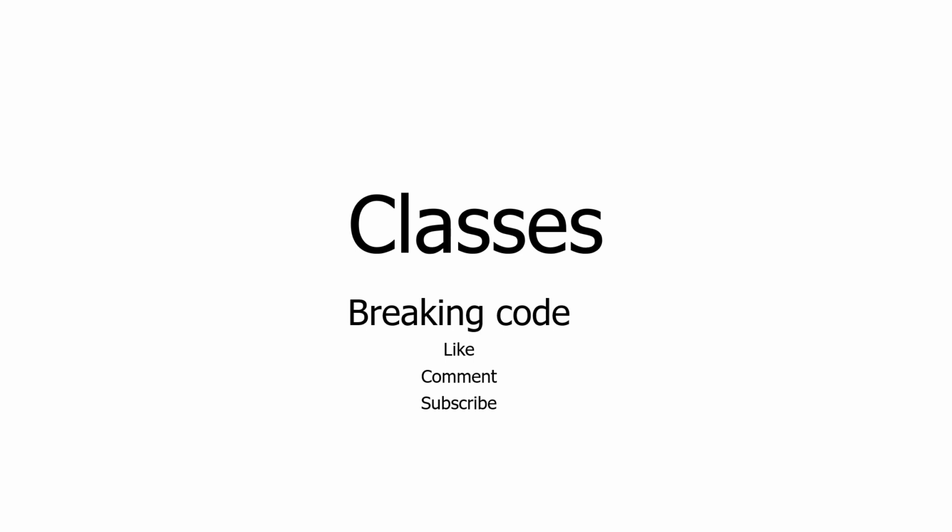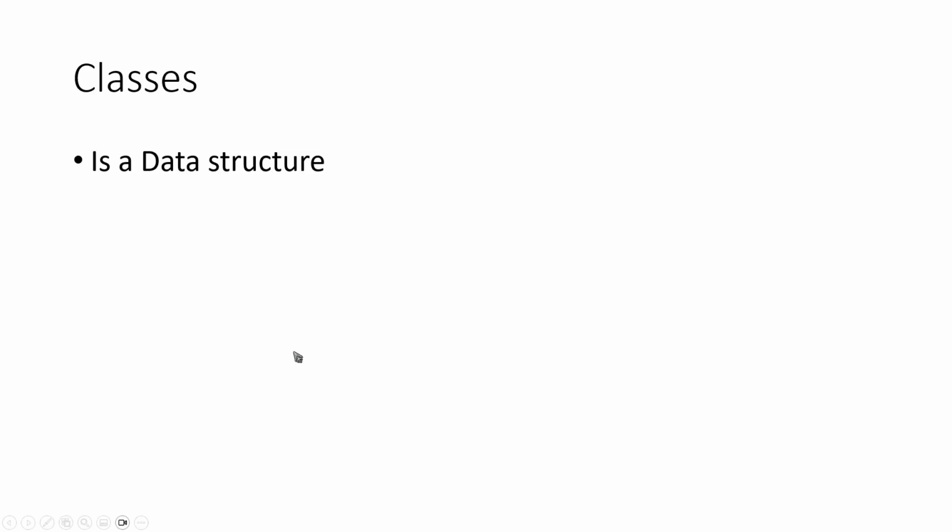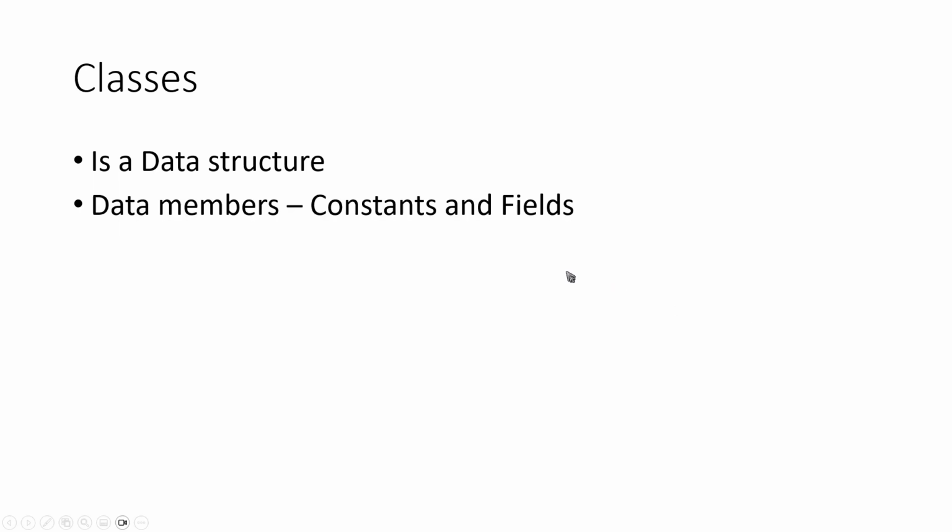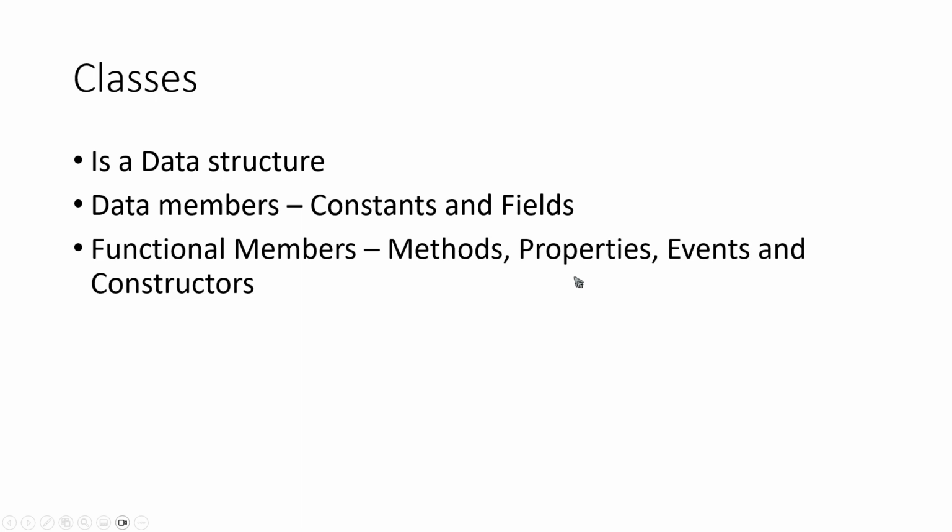Make sure to stick around till the end of this video because I promise you will learn something new about classes today. So as defined by Microsoft.com, a class is a data structure that may contain data members. These data members include constants and fields. It can also contain functional members like methods, properties, events, and constructors, and a few other things that I'm not going to go through now. And finally, it can also contain nested types.